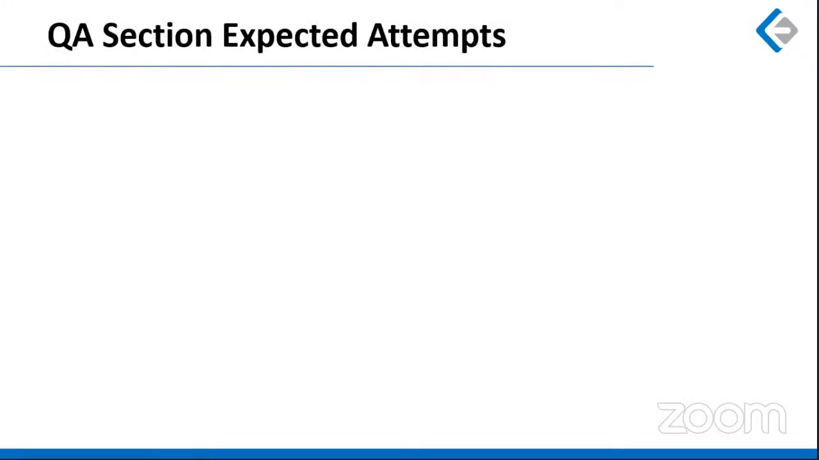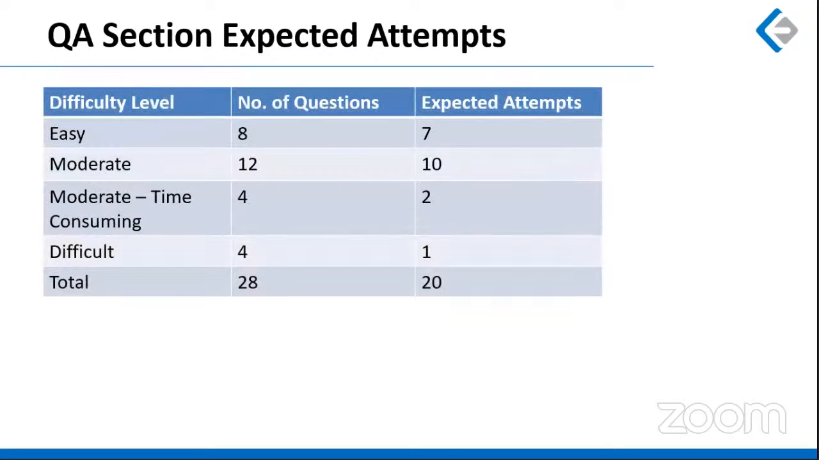Now let's come to expected attempts of the QA section. So whatever we have discussed till now in terms of difficulty level, we can summarize as per this table. So there were 8 questions which can be categorized as easy questions, and as usual we expect you to solve most of these questions. So 7 could have been taken from this. Moderate questions 12, most of them were doable. So 10 questions can be taken from this.